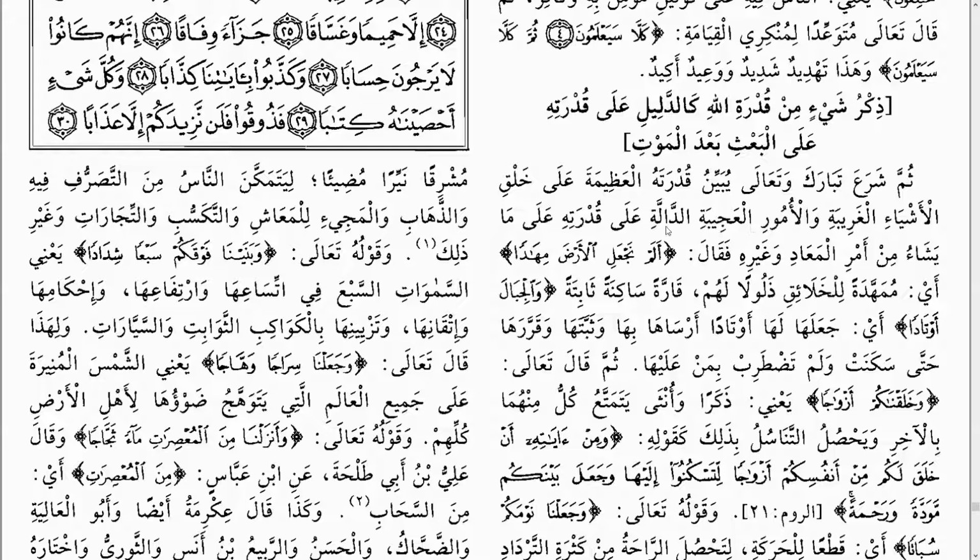Al-umur al-ajibata allati ala qudratihi, the wonderful things which indicate His power, His ability, ala ma yasha min amri al-ma'ad wa ghayrihi, of what He wills from the ma'ad. Ma'ad is the resurrection, the returning point, and other things.